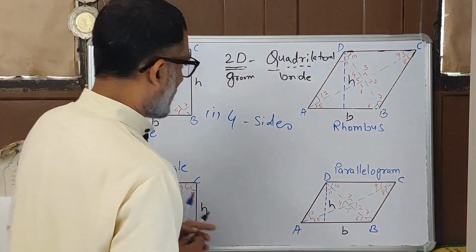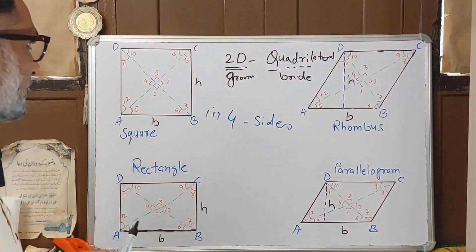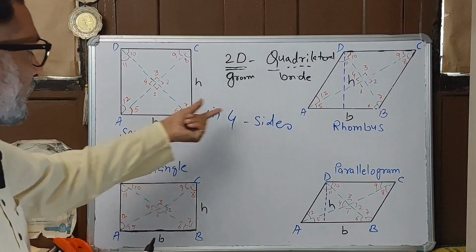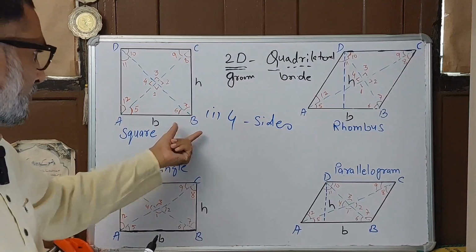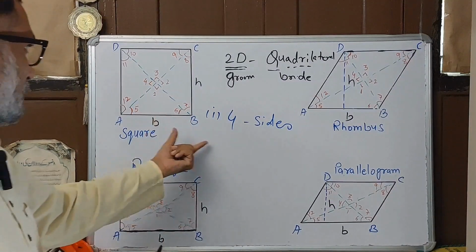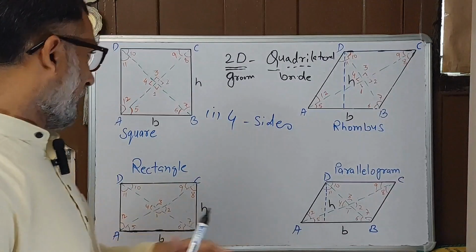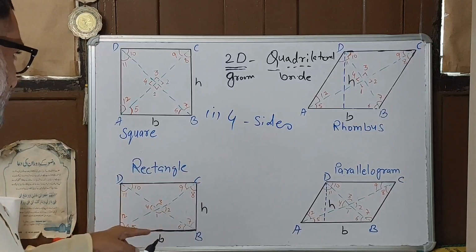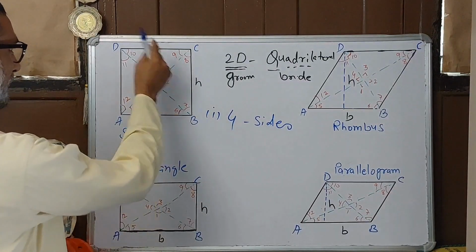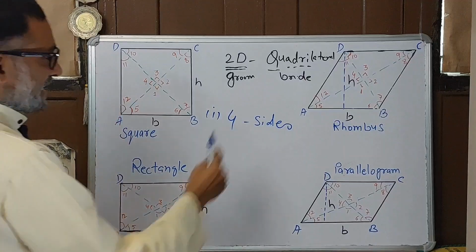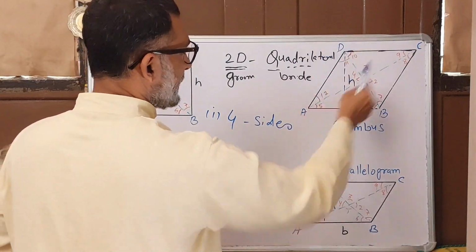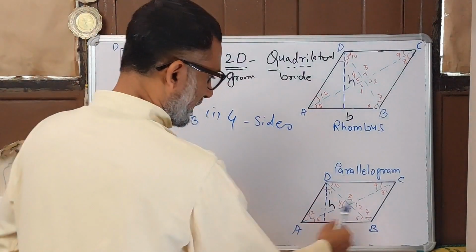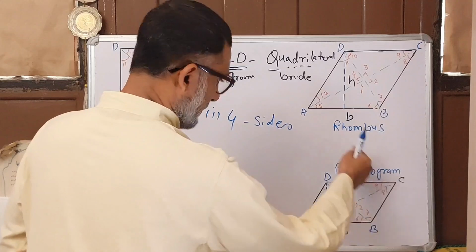So here what we see, all have four sides. What other common things can we visualize? All our shapes have four sides, but all sides are not equal. These two are equal, but these are not equal. But we can see that opposite sides of all the shapes are parallel. Yes, AB parallel to CD and BC parallel to AD. Here also AB parallel to CD and BC parallel to AD. Here also the same.